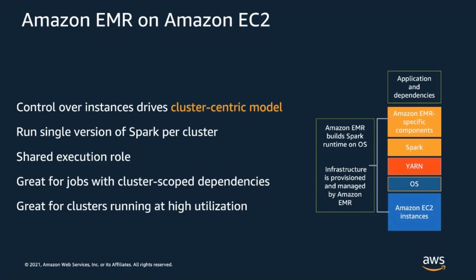This model, this cluster-centric model, it is great for jobs with cluster-scoped dependencies, and it's great for clusters running at high utilization. So if you know you have a Spark job that's going to run for 3 hours straight, and you run it every single week or something like that, it's really great to be able to spin up this entire cluster, dedicate the entire resources to that Spark job, and spin it back down. But the world that we live in is a little bit different, right?